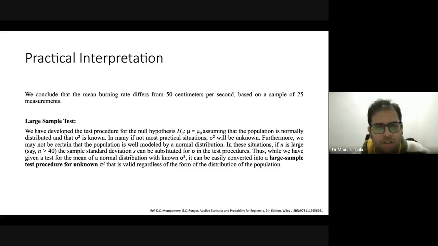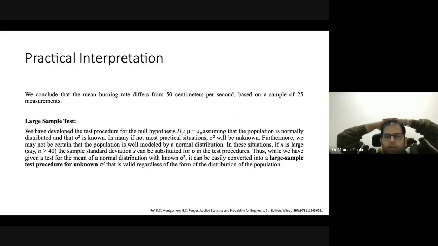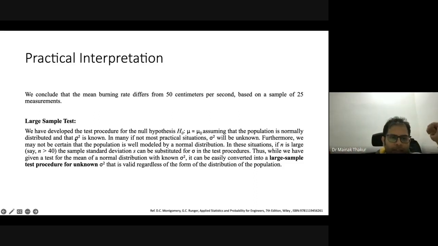What happens if the population is non-normal? What happens if sigma square is unknown? There we use a large sample test. We have developed this procedure assuming normality and that sigma square is known. In many, if not most, practical situations, sigma square will be unknown. The population variance is not possible to know in many situations. Furthermore, we may not be certain that the population is normal. That also we don't know.